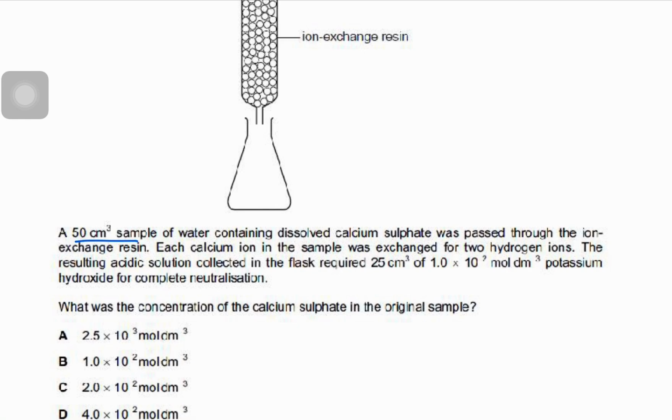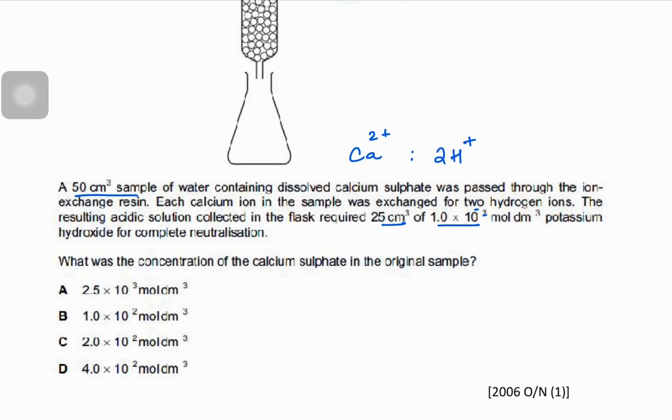Each calcium ion in the sample was exchanged for two hydrogen ions. So it's important to notice that each calcium is replaced with double hydrogen ions. The resulting acid solution collected in the flask required 25 cm³ of 1 × 10^-2, if I'm not wrong, mole per dm³ potassium hydroxide for complete neutralization. What's the concentration of calcium sulfate?